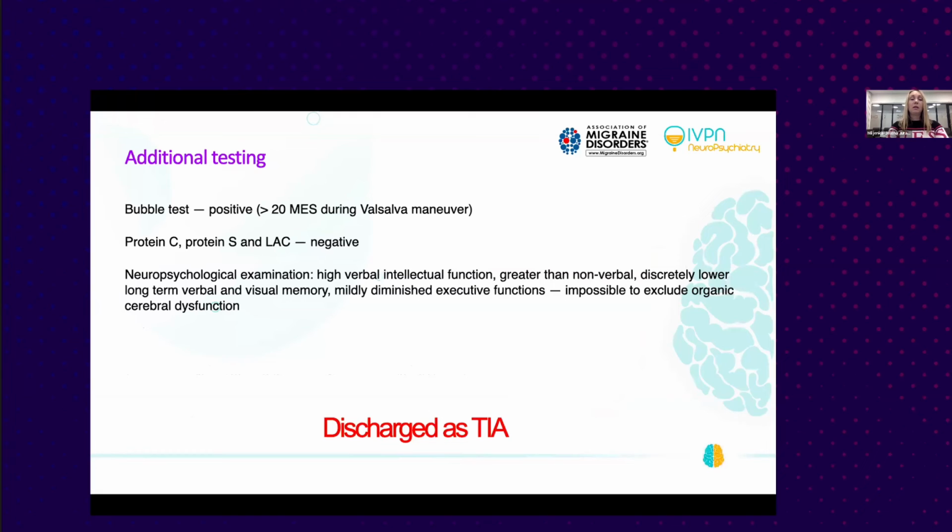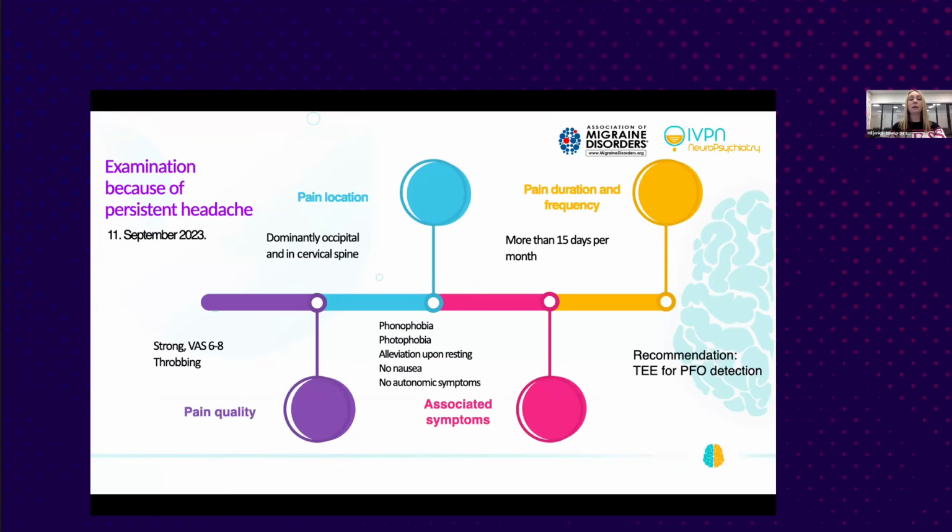We spoke of those lipids. So what did they do then? They did the bubble test that was positive. They tried to find some sort of immunological issue going on, but everything was negative. And they also sent her to perform a neuropsychological examination where she had higher intellectual verbal function, but mildly diminished executive functions. And it was quite impossible to distinguish whether it was really something coming from the brain itself or a psychological version. She was just discharged as a TIA in the end. That's why all of that was happening.